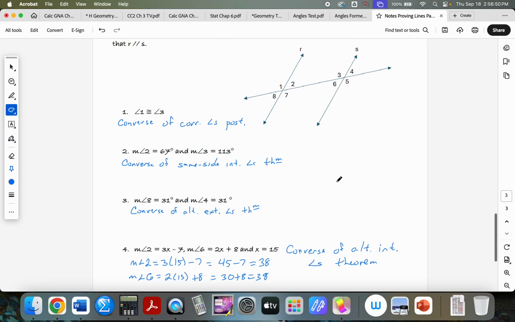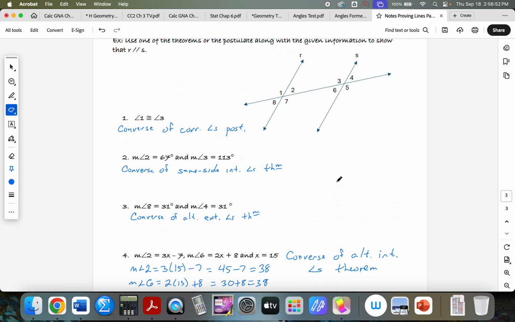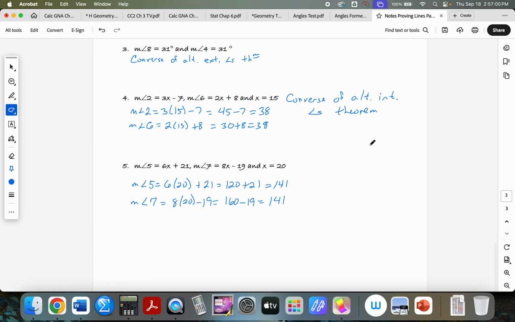So what have they told us about angle 5 and 7? That they're congruent. So let's go back up here and look at angle 5 and angle 7. What type of angles are 5 and 7? Corresponding. So this is the converse of the corresponding angles postulate.